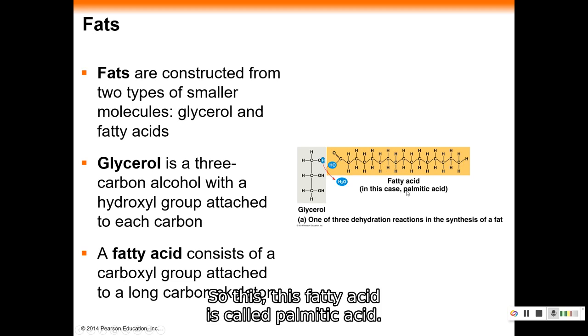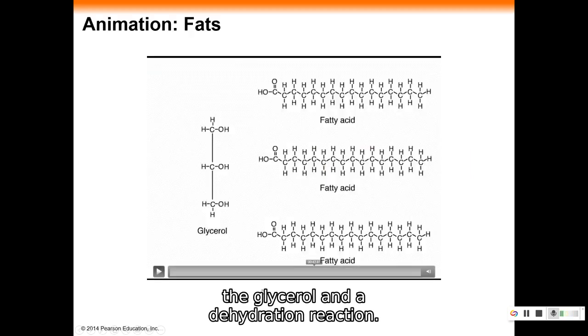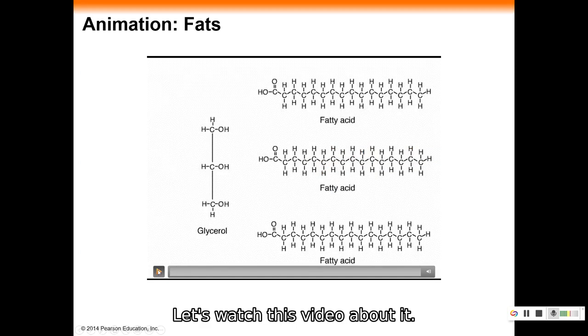This fatty acid is called palmitic acid, but your fatty acid will combine with the glycerol in a dehydration reaction. Let's watch this video about it.